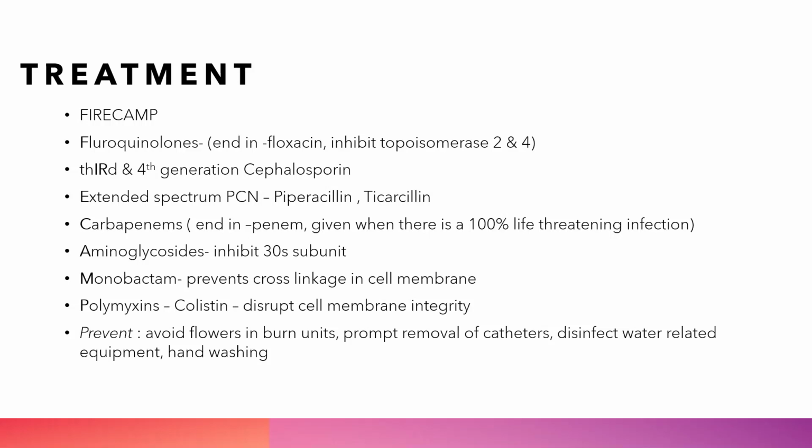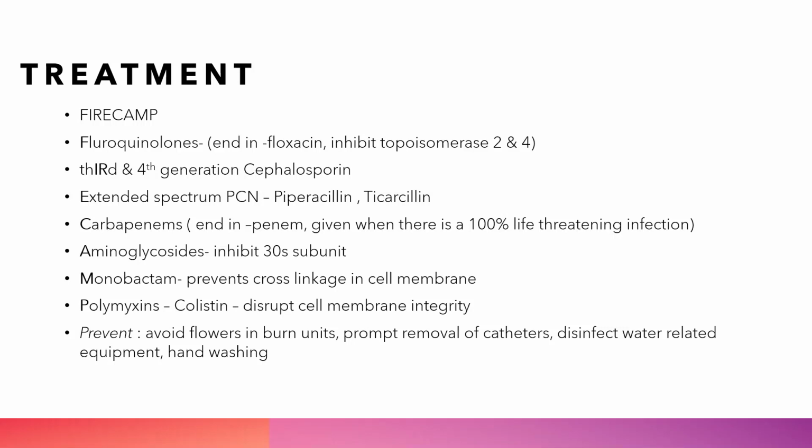Your 3rd generation and 4th generation cephalosporins are also given for Pseudomonas. Your extended spectrum penicillins are ticarcillin and piperacillin. So piperacillin and ticarcillin is high yield. Remember that the side effect here is that it causes skin rash. Carbapenems end in penem, and they're given only when there is a life-threatening infection. We don't really usually give carbapenems in the US, and it's kind of a last resort drug anyway. So the test probably won't ask you about carbapenems unless it has to do with the side effect.